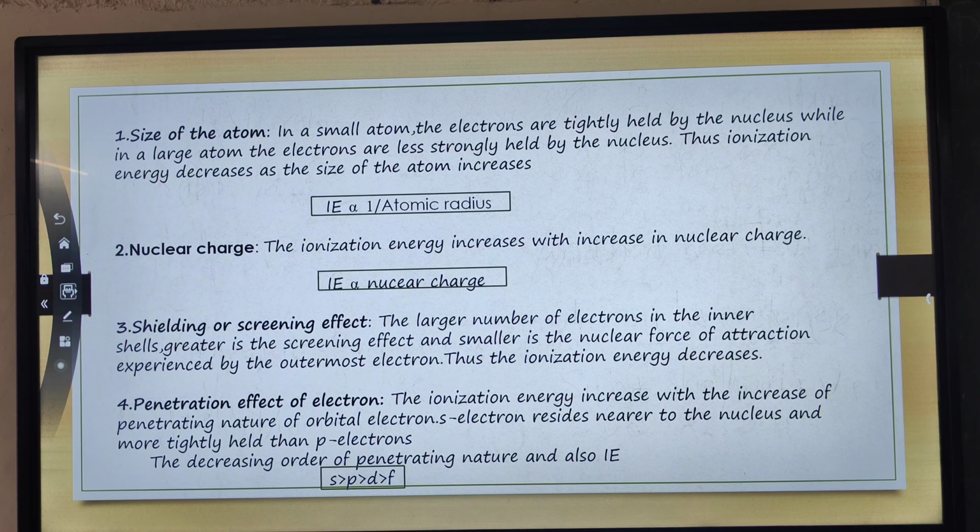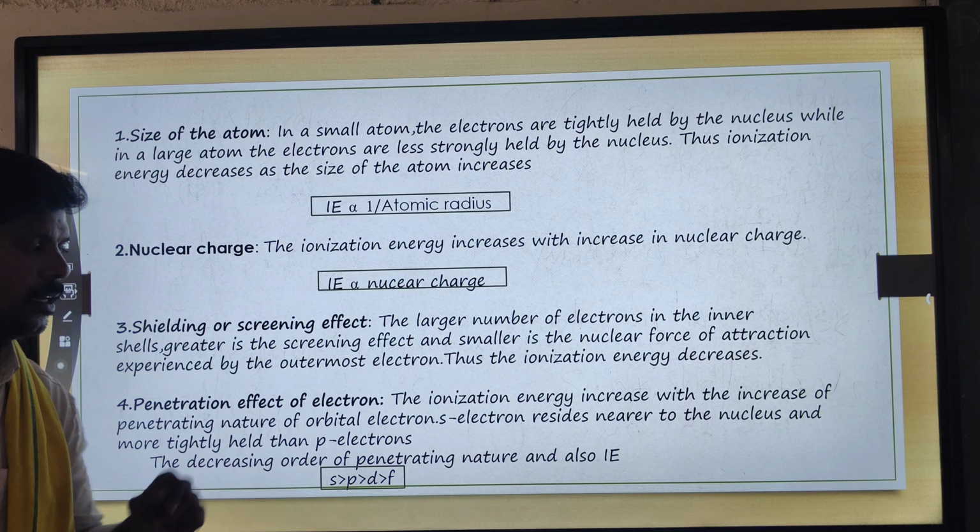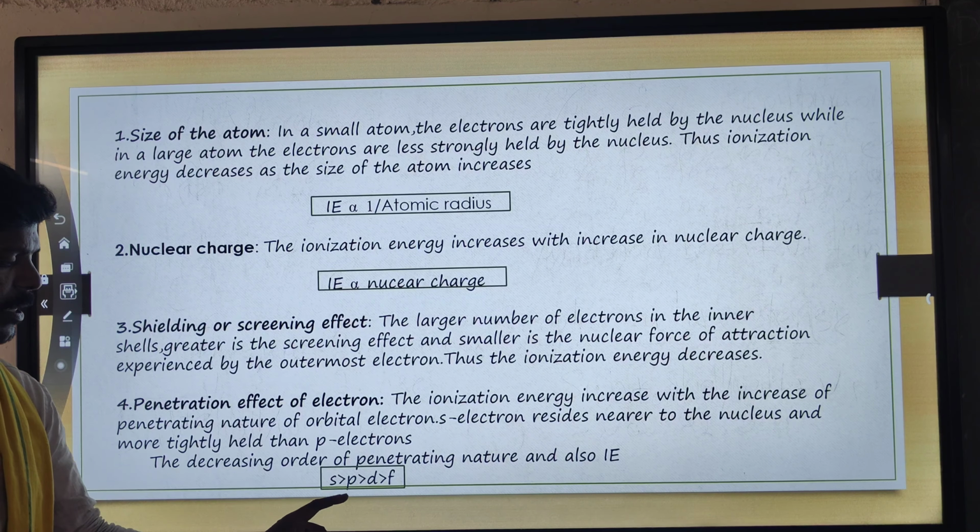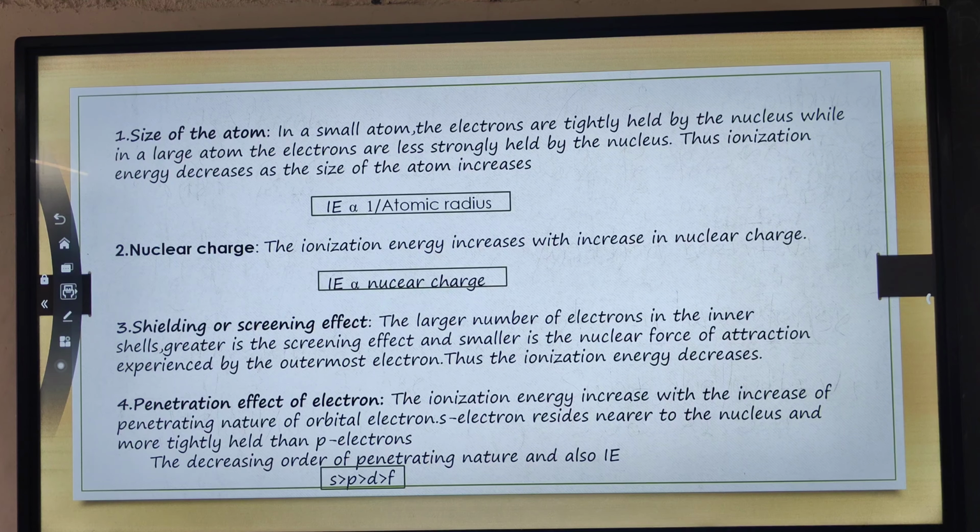Therefore, the ionization energy of s electrons is more than p electrons, d electrons and f electrons, because s electrons have a more penetrating nature. Therefore, ionization energy is more for s orbital than other orbitals. This is the decreasing order of penetrating nature as well as ionization energy: s greater than p, greater than d, greater than f. In some atoms, s electrons are more difficult to remove than p electrons.